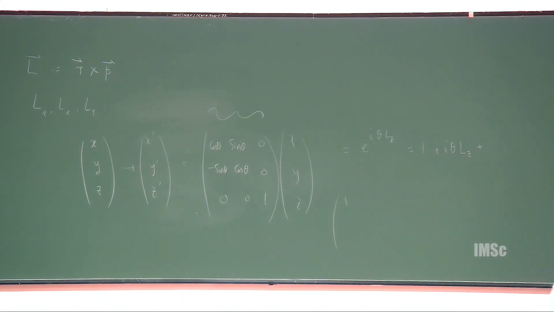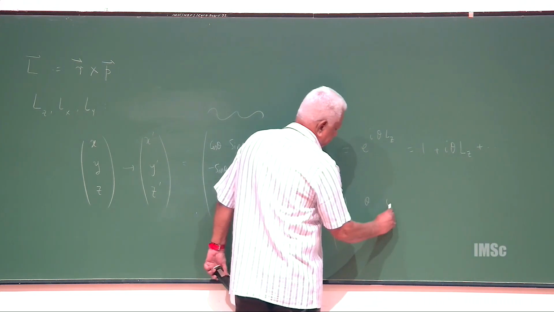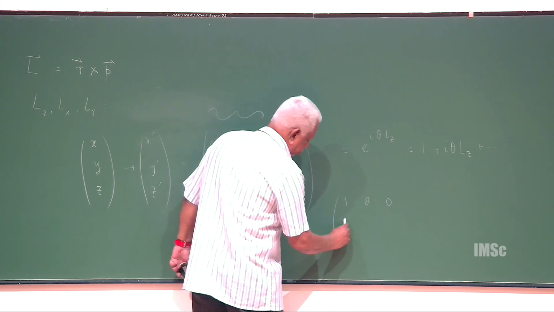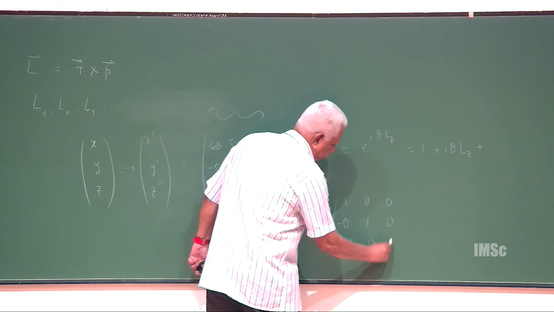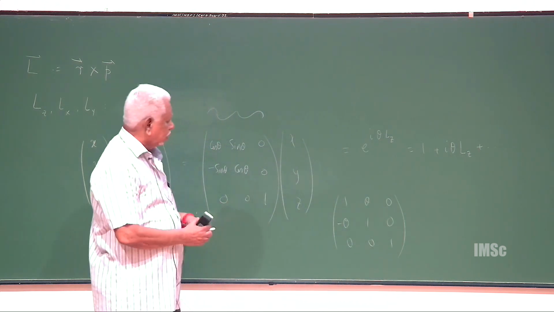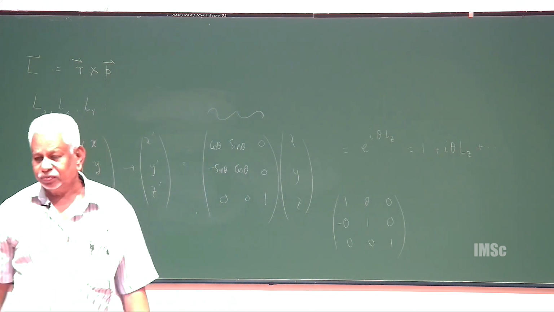Theta equal to 0 is the identity. I am not making any transformation. But I want to make a small, infinitesimal transformation, right? So I should keep theta but only to the order theta. I should drop theta square and theta cube, etc. So it is equal to theta. This is theta, this is 0, and this is minus theta, this is 1, 0, 0, 0, 1. That is what the first term is going to be.